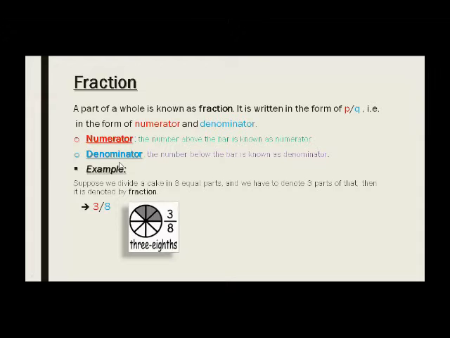Okay, I hope you have understood the definition of the fraction. I am repeating again: a part of a whole is known as a fraction. It is written in the form of P upon Q. Here P is the numerator and Q is the denominator. We took an example that if we take a cake and divide it into 8 parts and give 3 to someone else, how do we write this as a fraction? We write it as 3 upon 8. Here 3 is the numerator and 8 is the denominator.